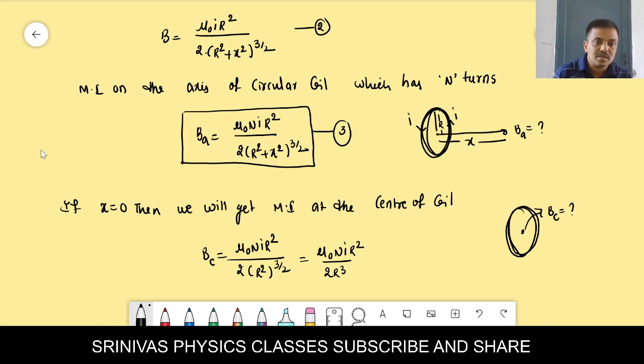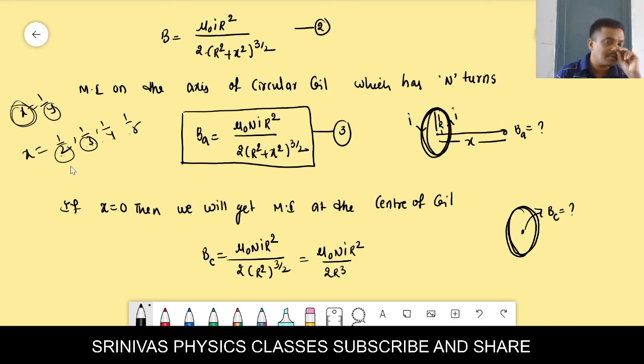Why? Because you see, for example, 1 by 2 is there, 1 by 3 is there, 1 by 4 is there, 1 by 5 is there. When the denominator increases, for example, x is equal to 1 by y. The y value is increasing now. What about the x value? When y increases, x decreases. Is it correct? Yes or no? Like that, when x value increases, this denominator increases, then the B value decreases. And if x value is 0, then the denominator is minimum.